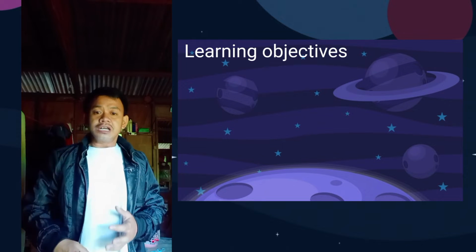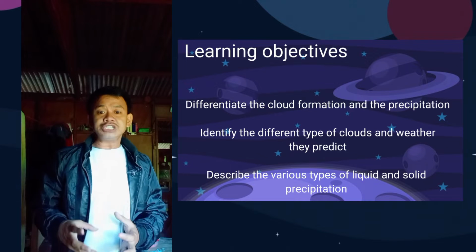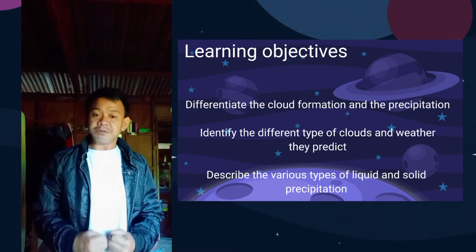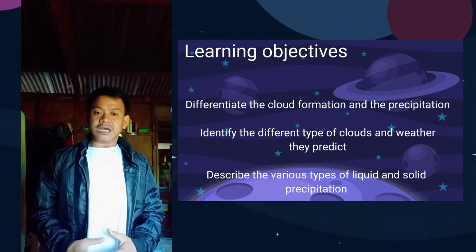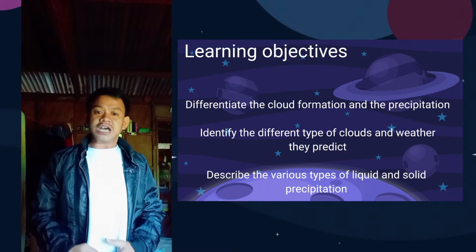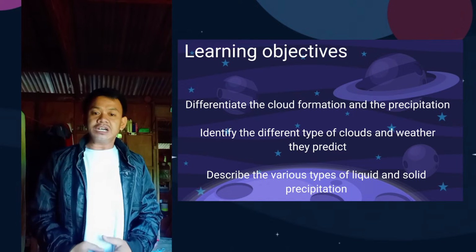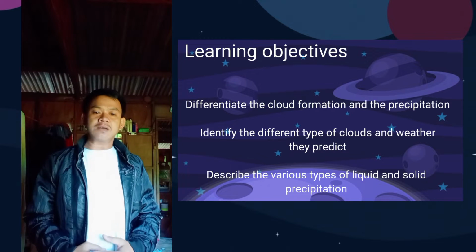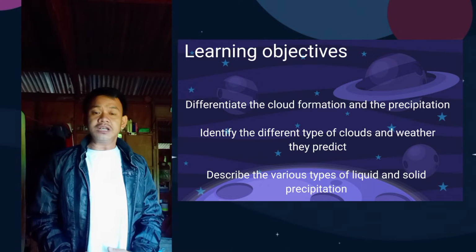First, students can differentiate cloud formation and precipitation. Second, identify the types of clouds and the weather they predict. Third, describe the various types of liquid and solid precipitation. So my topic is about how clouds form.